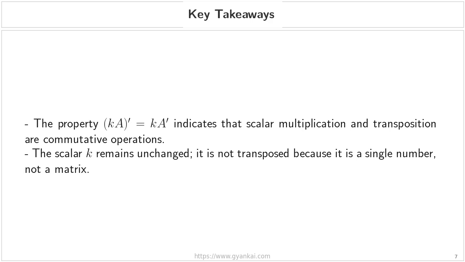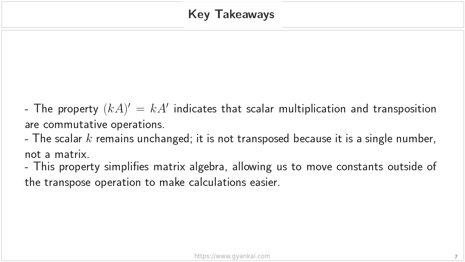Secondly, notice that the scalar k remains completely unchanged. We do not apply the transpose operation to k because it is a single real number, not a matrix. Since it has no rows or columns to interchange, it stays exactly as it is. Finally, this property is incredibly useful for simplifying matrix algebra. It allows us to move constants outside of the transpose operation, which often makes our calculations more efficient and much easier to manage. To wrap everything up, let's review the key takeaways from this lesson.